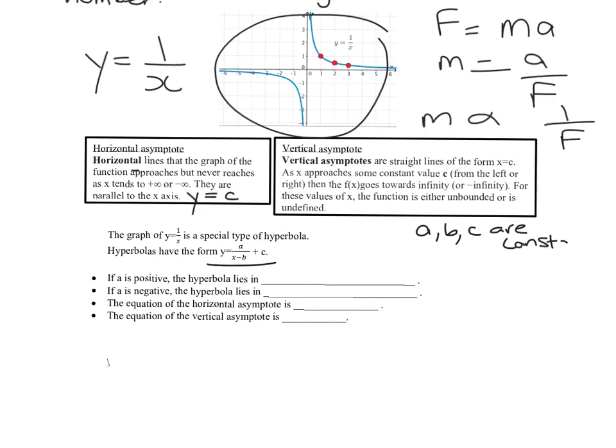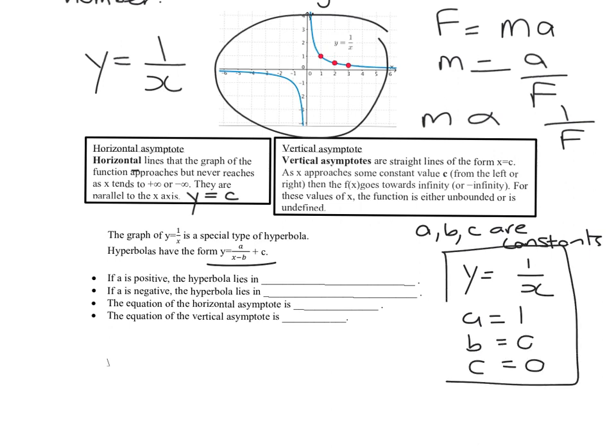Alright, so in this case, when we've got y equals 1 over x, a would equal 1, b would equal 0 and c would equal 0. Okay? So if a, the number on the numerator, the top line of that fraction, is positive, the hyperbola lies in quadrant 1 and 3. But if it's negative, the hyperbola actually lies in quadrants 2 and 4.